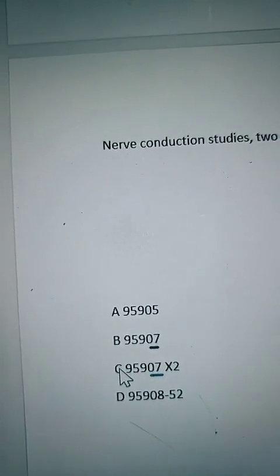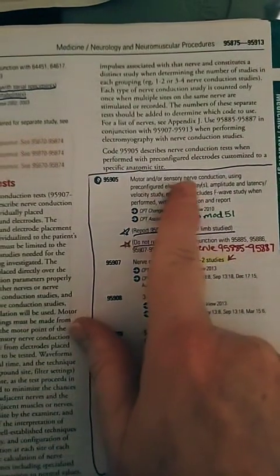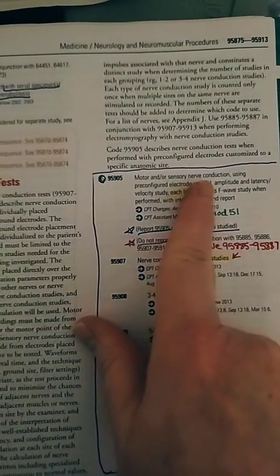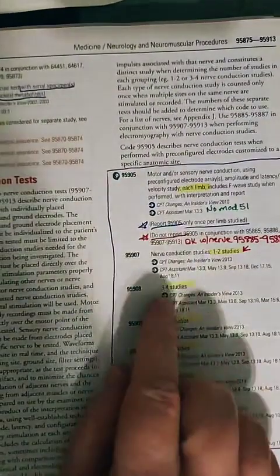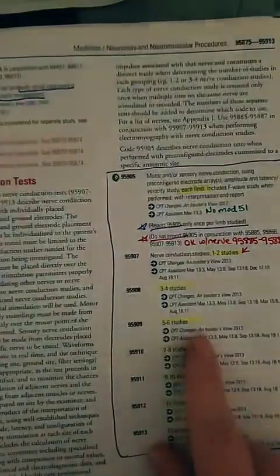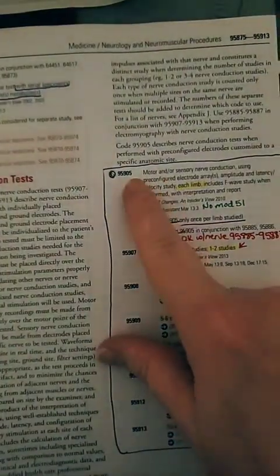Oh, 5. Over here. These are under motor sensory nerve conductions. So 05 is our first one.